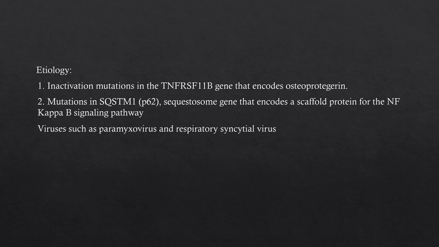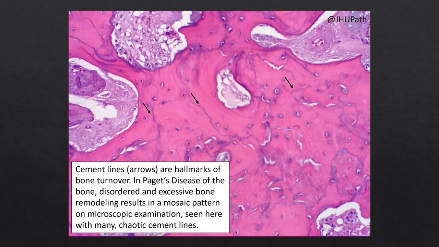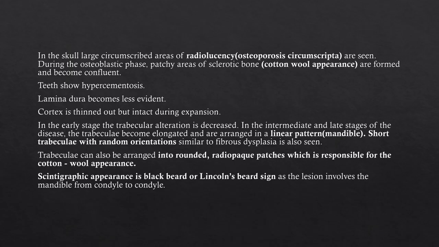Viruses such as paramyxovirus and respiratory syncytial virus have also been reported to be initiating or predisposing factors for Paget's disease. This is the histopathological feature characteristic for Paget's disease. You can see the bone turnover with the reversal lines, forming a mosaic pattern under a microscope. In the skull, large circumscribed areas of radiolucency, which are osteoporosis circumscripta, are seen during the resorptive phase, and during the osteoblastic phase, there are areas of sclerotic bone formation, which gives a cotton wool appearance.